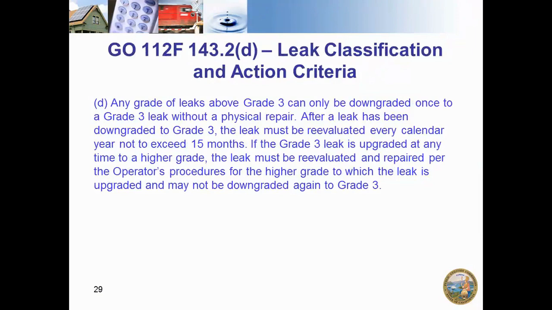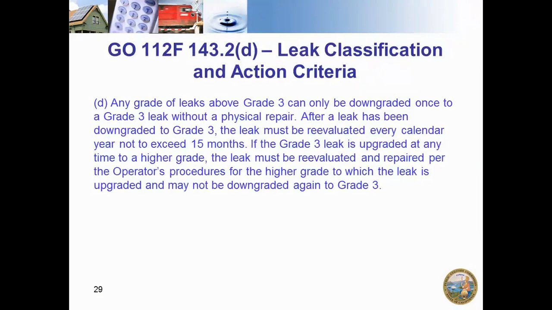If you say you have a grade 3 leak and you come back a year later to do your recheck and you find that it's escalated to a grade 2, that can be done. And then you come back 6 months later, you have your grade 2 leak, and it's a grade 3 leak again. Well, you can move it back down to a grade 3 leak, but you can only do that once.